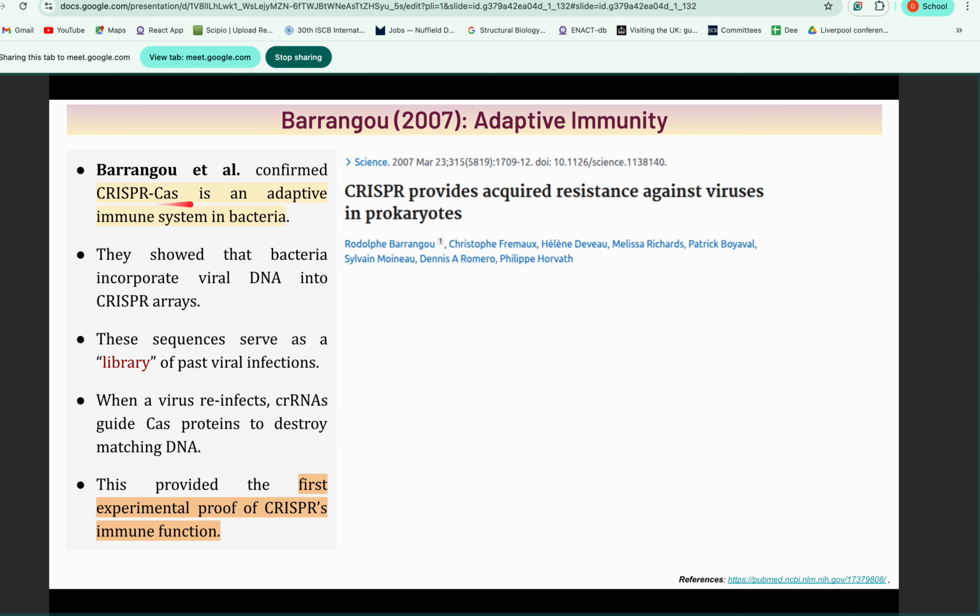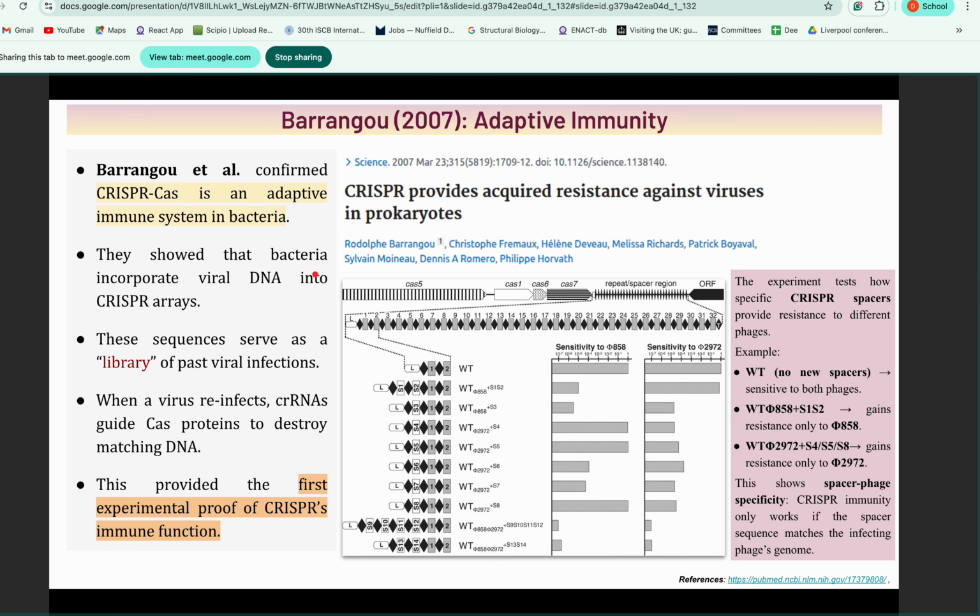So he confirmed that CRISPR-Cas is an adaptive immune system in bacteria, and they also showed that the bacteria incorporate the viral DNA into the CRISPR arrays. And these sequences serve as a library of past viral infections. And when a virus reinfects, these CRISPR RNAs guide the Cas proteins to destroy the matching DNA. And this provides the first experimental proof of CRISPR's immune function.